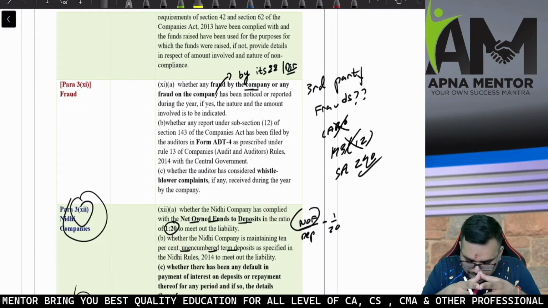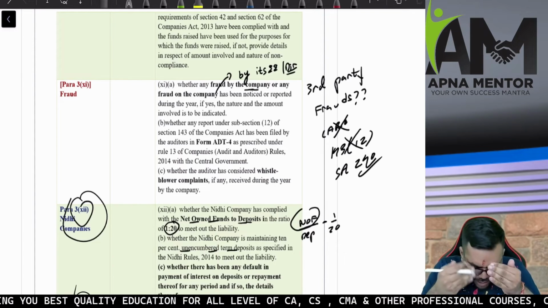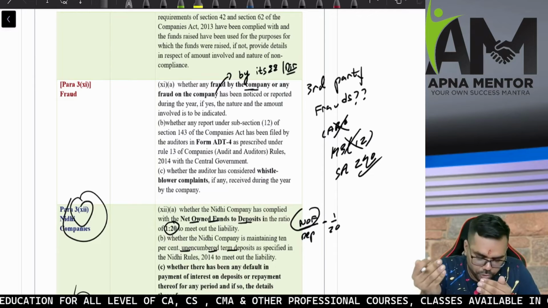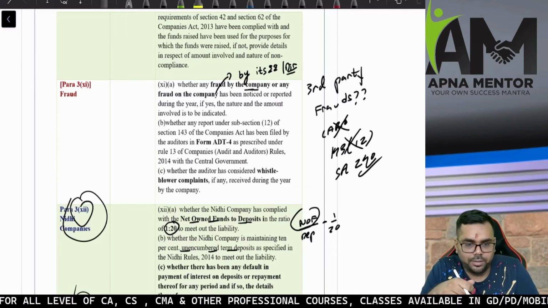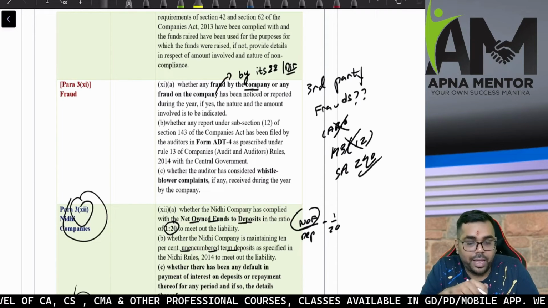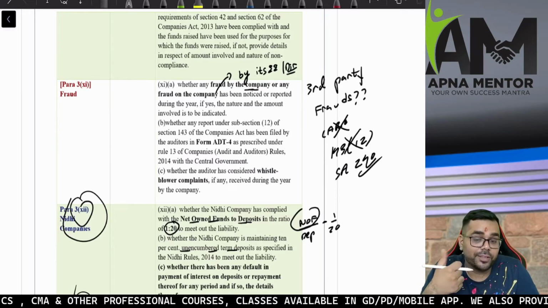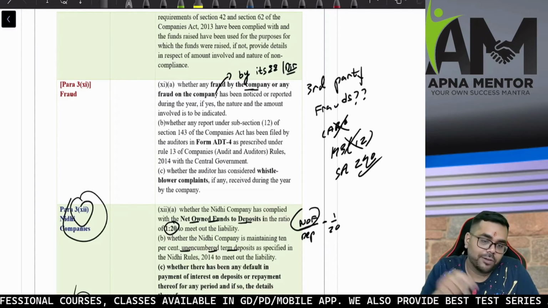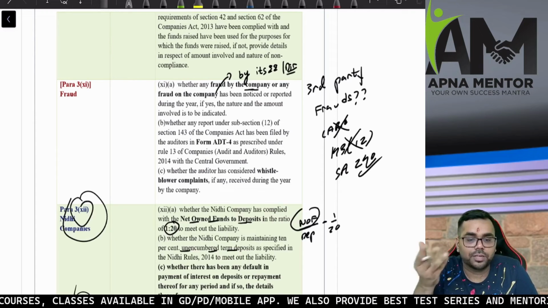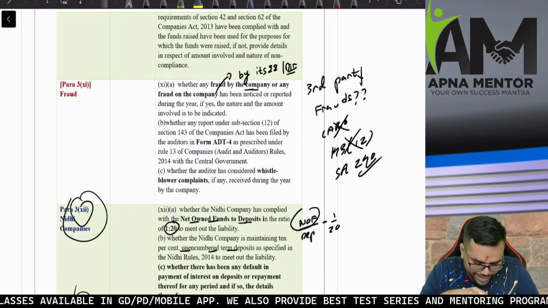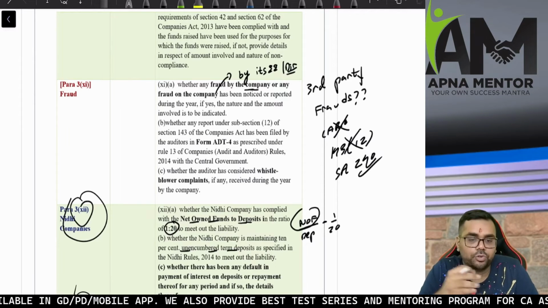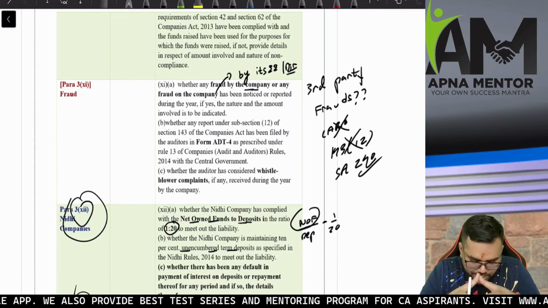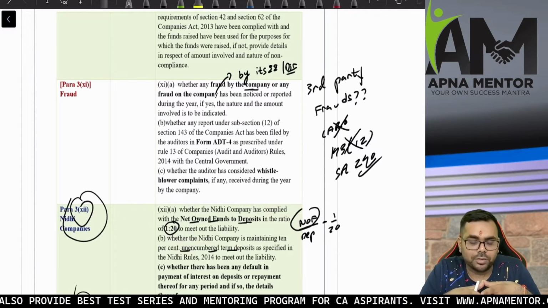The only difference here is that CARO reporting is a broad reporting. It covers fraud by the company or fraud on the company. So that's a broad reporting. And apart from this, if there is a 143 subsection 12 reporting, that will also be covered here. I also have to report whether I have reported under 143 subsection 12. And the new hot addition in CARO 2020, the auditor needs to report whether they have considered whistleblower complaints, if any, received during the year. So who are whistleblowers?